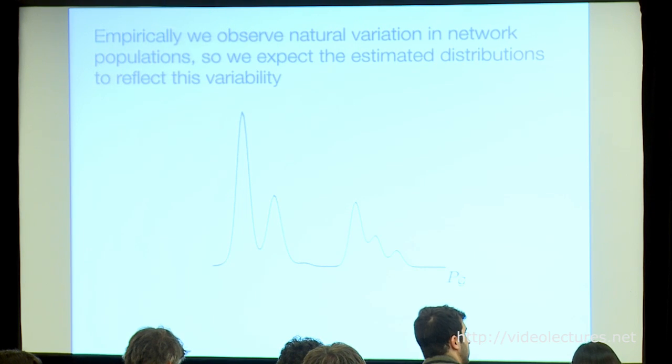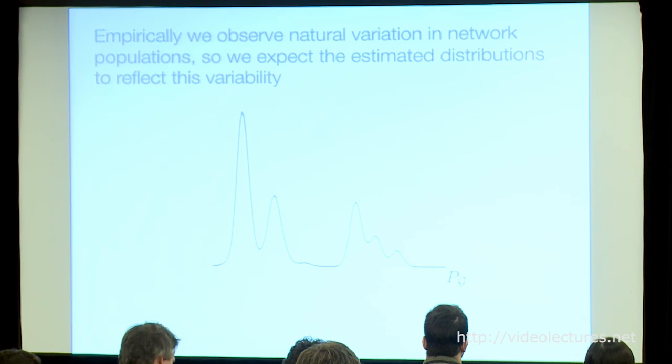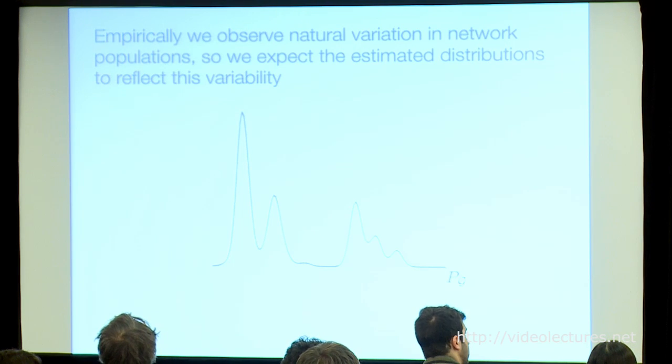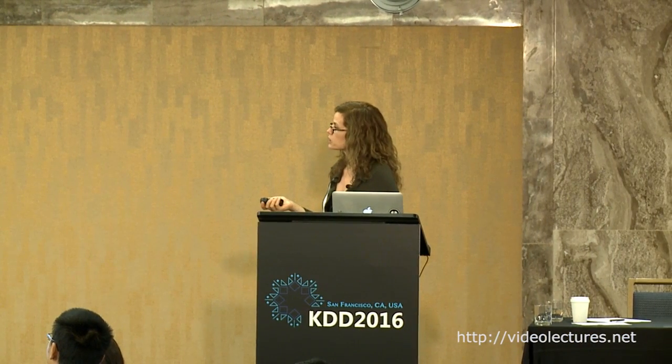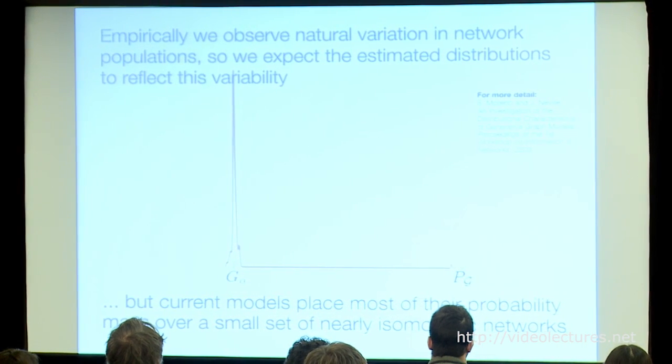So we expect, given our empirical evidence, that we would see some sort of distribution like this, where some points of the distribution have higher likelihood and some points have lower likelihood, but there is natural variability. If you look at the distributions that we produce from the models that we learn from an observed network, we repeatedly see distributions that look more like this. So most of the models place the probability mass over a small set of nearly isomorphic graphs.